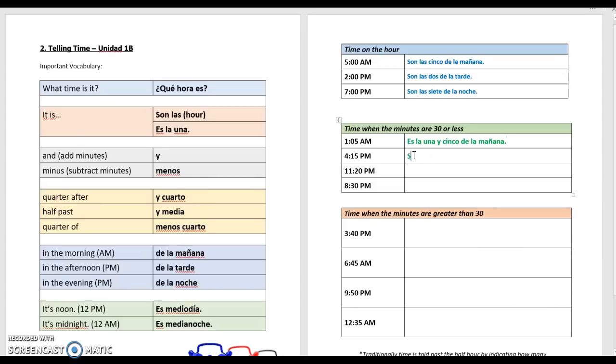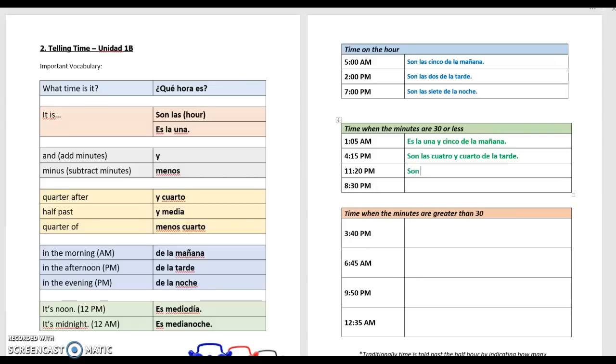4:15. All right, here we go. Son las. The hour is 4. We are going to add on that quarter hour. So y cuarto de la. 4:15 p.m. would be afternoon. We're going to choose tarde. There it is.